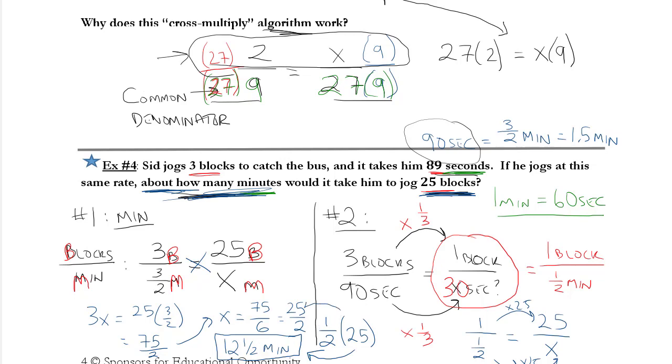We get the exact same answer. So this is one way of reasoning about this problem, by breaking it down into a more manageable unit rate, for example, 1 block every half of a minute.